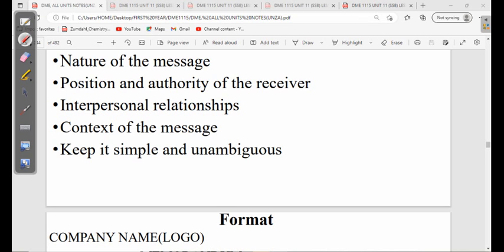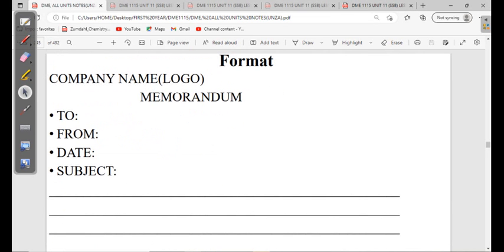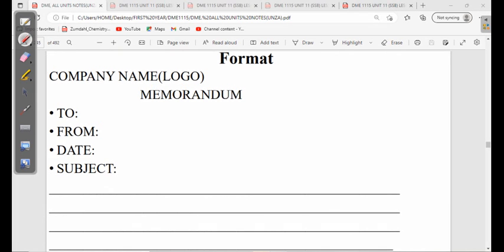So you need to make sure that you keep the language simple and unambiguous. It shouldn't be complicated or difficult to understand. The form of a memo: first you are going to have a company logo or name, for example, the University of Zambia with its logo. Then the word memorandum, the name written.